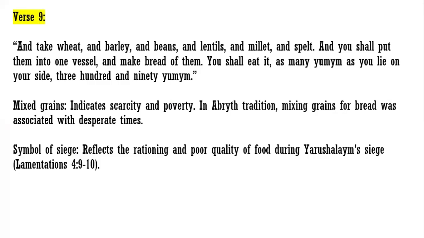Now verse 9. So mixed grains indicates scarcity and poverty. Now, in a Greek tradition, mixing grains for bread was associated, as Morris said earlier, with desperate times. The symbol of siege reflects the rationing and poor quality of food during Jerusalem's siege. And we saw that in Lamentations 4, verse 9 to 10.